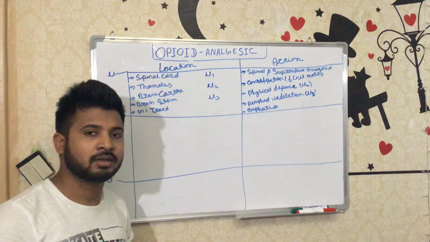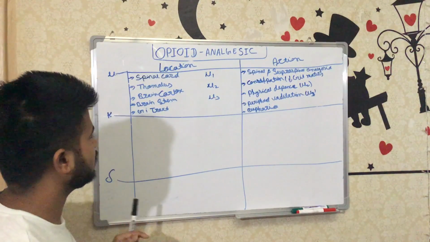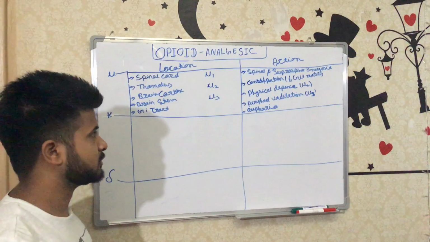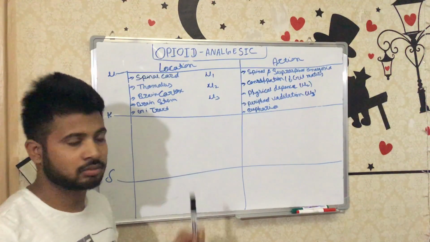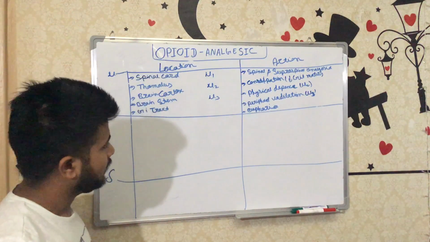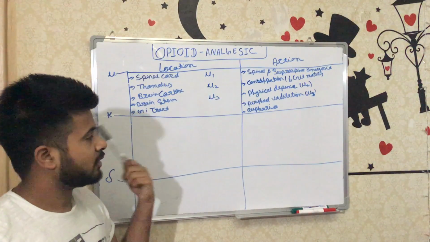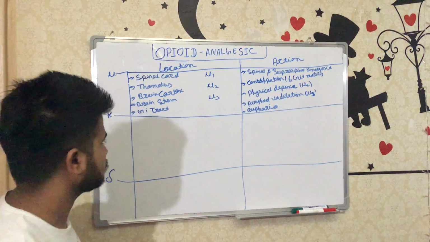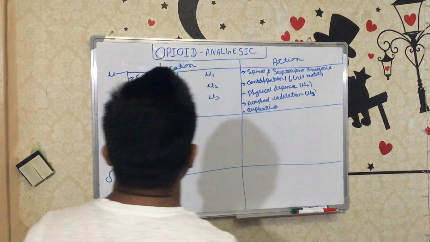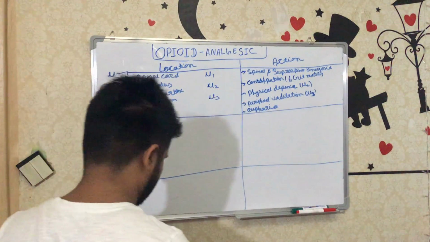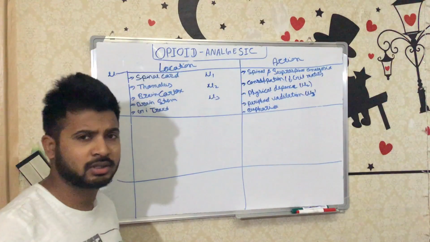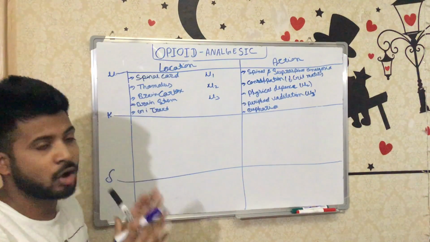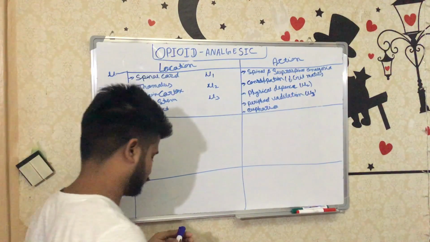Obviously, it's an opioid analgesic, so analgesia should be there. So all three receptors have supraspinal analgesia. Constipation is also common to all three, while some other effects like peripheral vasodilation are seen only in the mu receptor, and not in the other two. So these are the main locations and the main actions. Some different actions can be seen in some patients, but these are the very common actions.